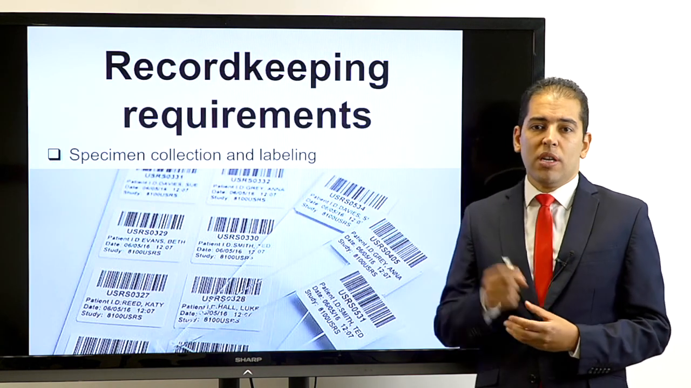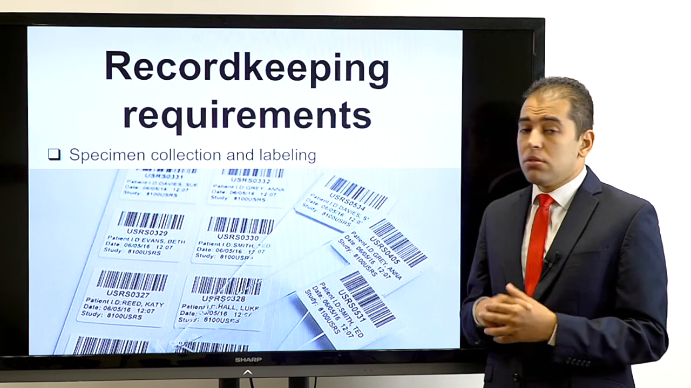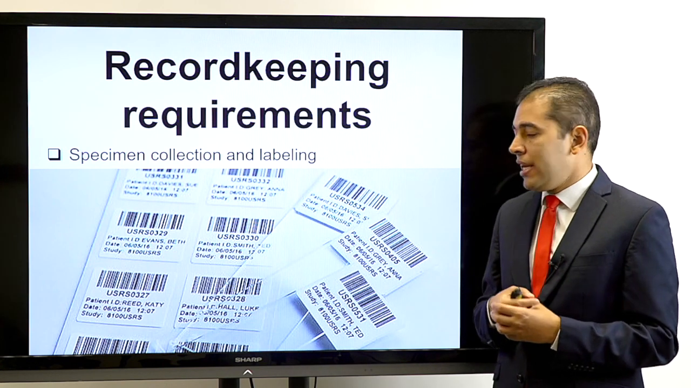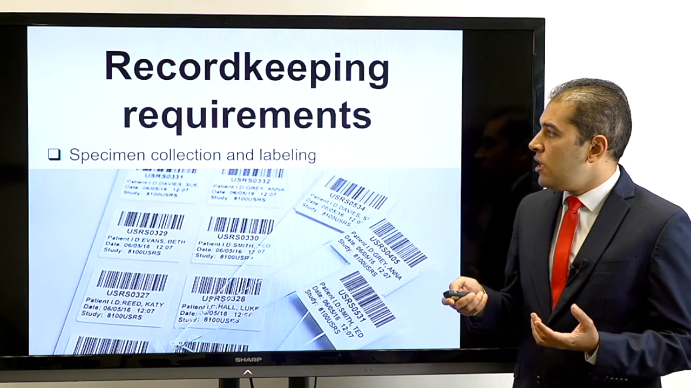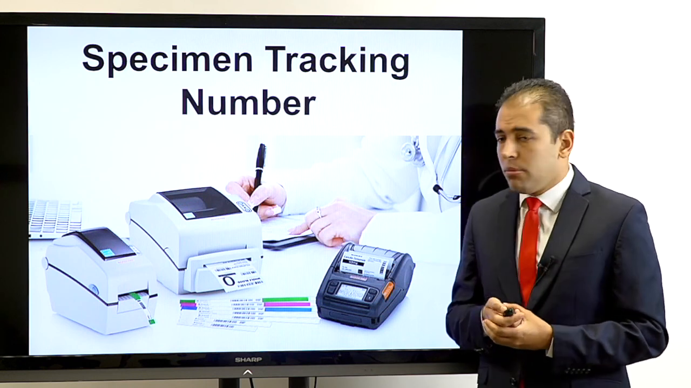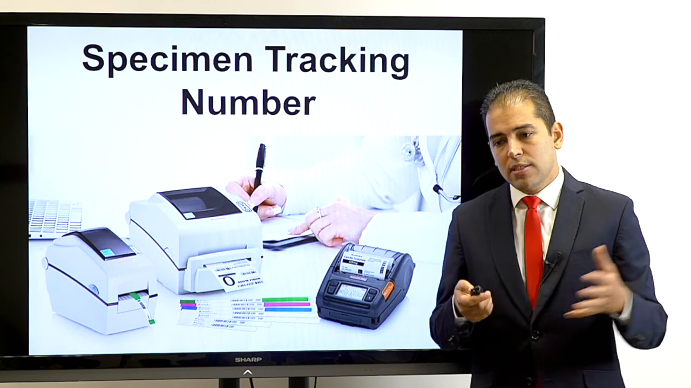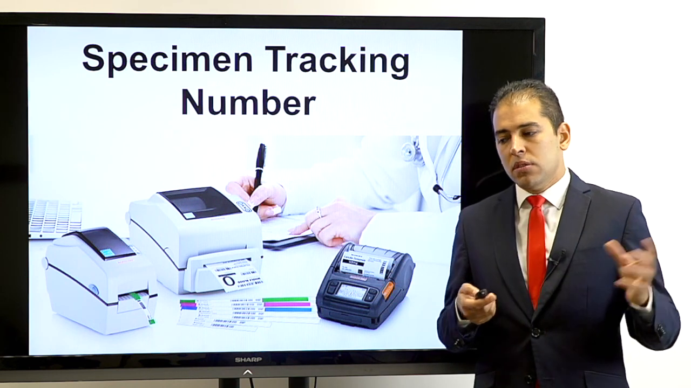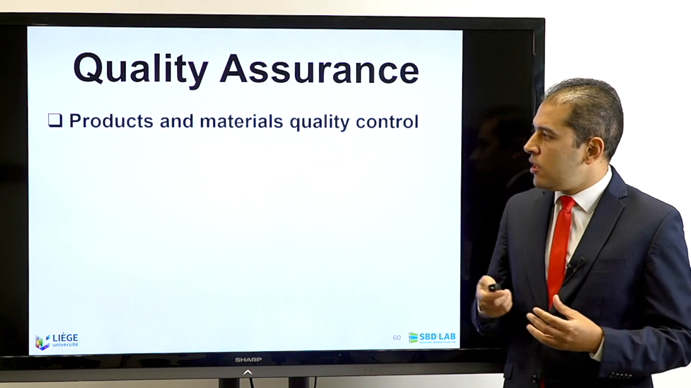Also, you need to keep into account when you are running a lab or designing a lab record keeping requirements. Today you must have specimen collection and labeling procedures. Try your best. There's a lot of equipment that can generate specimen tracking numbers. You must have such equipment on spot so that you can trace and track and document your samples or your subject responses, whatever they are.